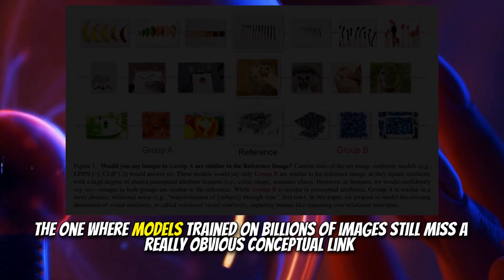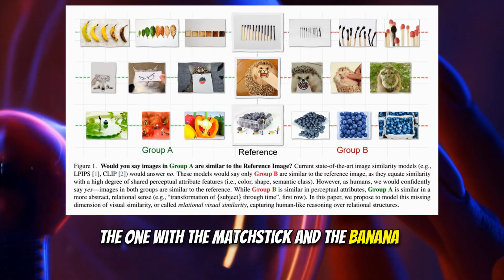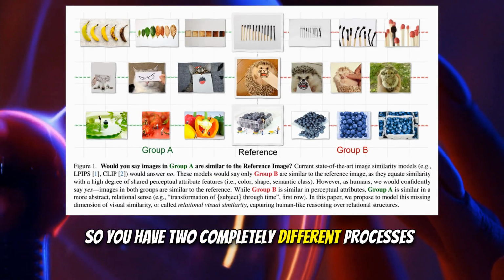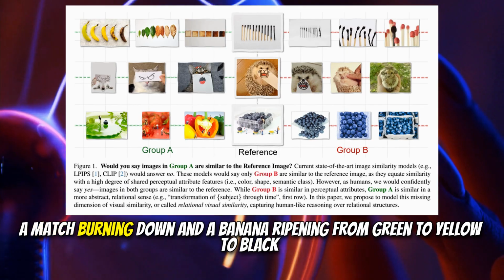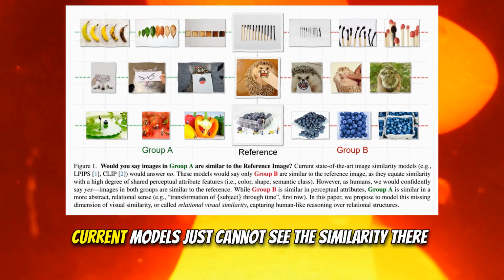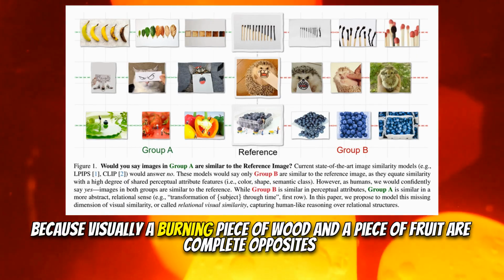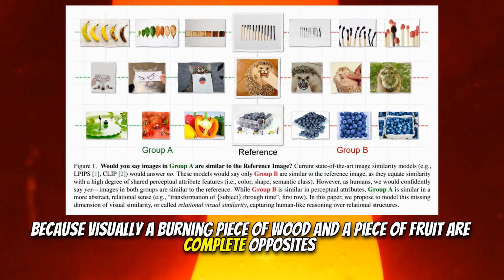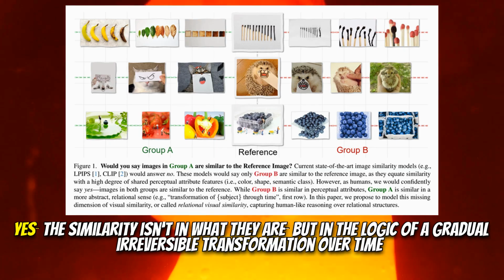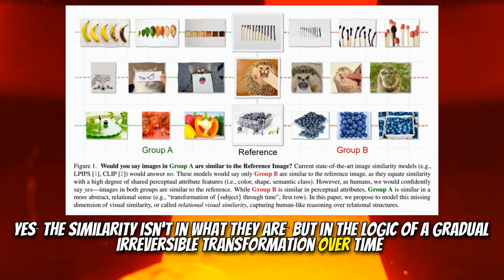The one where models trained on billions of images still miss a really obvious conceptual link. The one with the matchstick and the banana. Yes. So you have two completely different processes. A match burning down and a banana ripening from green to yellow to black. Current models just cannot see the similarity there. Because visually, a burning piece of wood and a piece of fruit are complete opposites. Yes. The similarity isn't in what they are, but in the logic of a gradual, irreversible transformation over time.